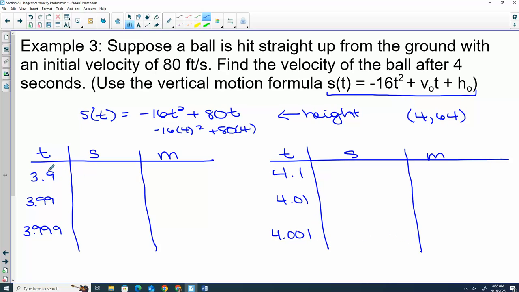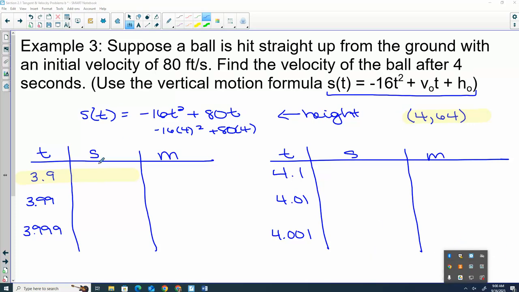So Sam, I want you to do 3.9. I want you to plug it in to get the height, and then also do the slope between the 64 and that point. Hunter, you have 3.99. Well, actually, no, we do have just 6 people. Okay. Tanner, you get 3.999. Bryson, you get 4.1. Cole, 4.01. Toby, 4.001. So get the height and the slope.